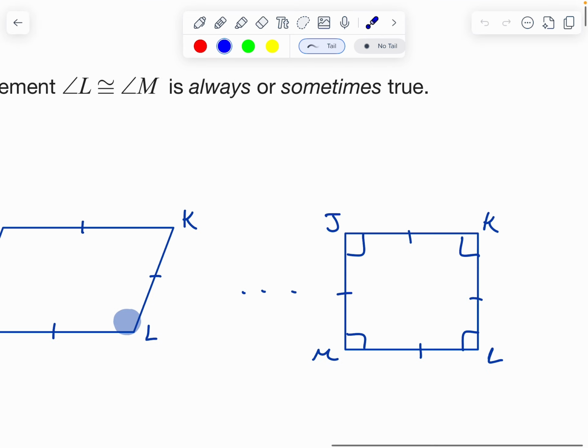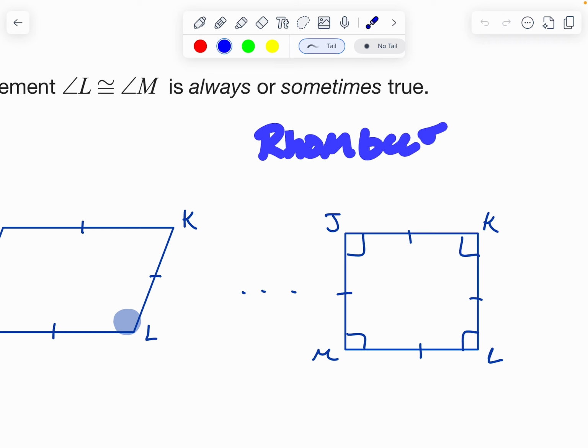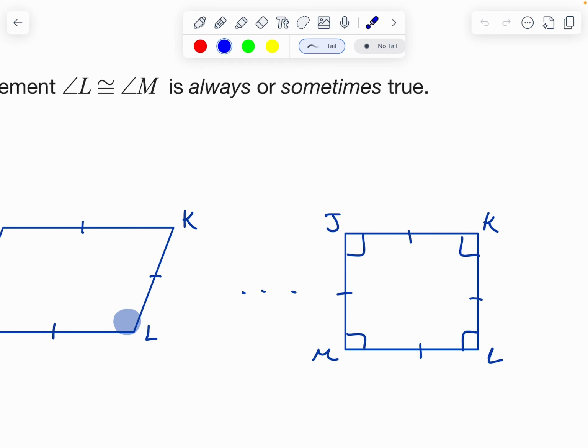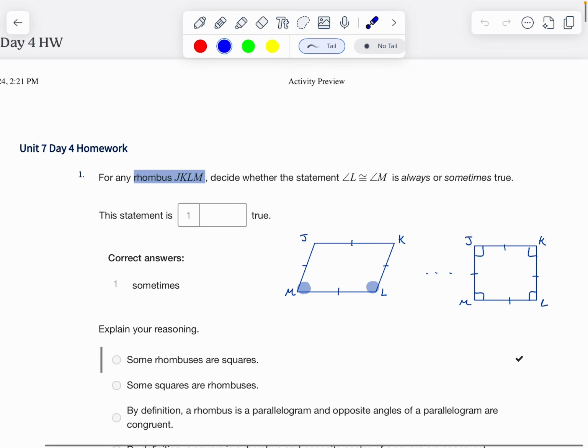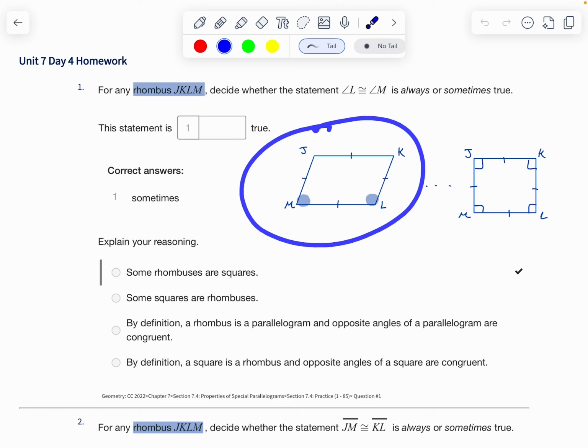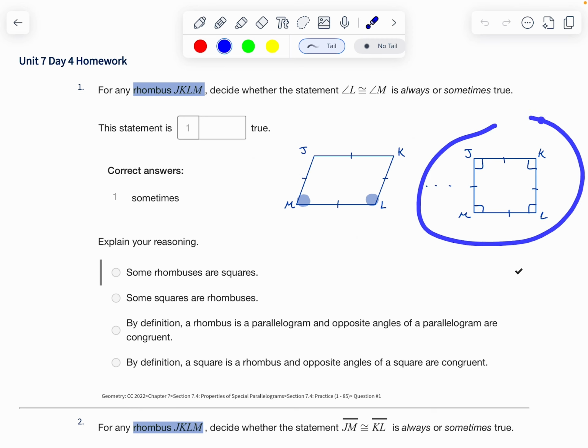Remember, a square is just a combination of a rhombus and a rectangle, where all angles are 90 degrees and all sides are the same. A square is just a combination of those two things. The reasoning for this is that some rhombuses are squares. Not all of them, right? Here is a rhombus that is not a square. Here is a rhombus that is a square.